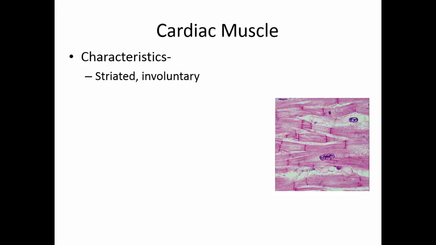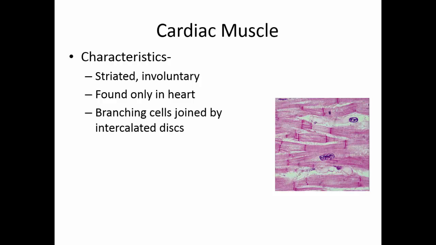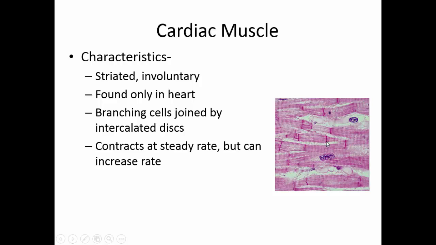Cardiac muscle has the same striations that we see in skeletal muscle, but this muscle is involuntary. You cannot control the contractions of your heart. Cardiac muscle is found only in the wall of the heart, and it's composed of these branching cells. These cells are not long and cylindrical, but branch, and they're held together by these junctions that are called intercalated discs. The heart muscle contracts at a steady rate, but is capable of increasing its contraction rate if necessary.